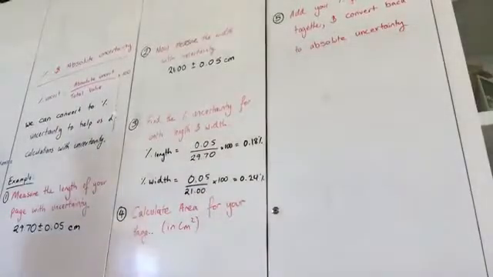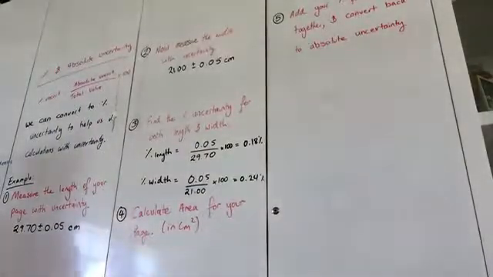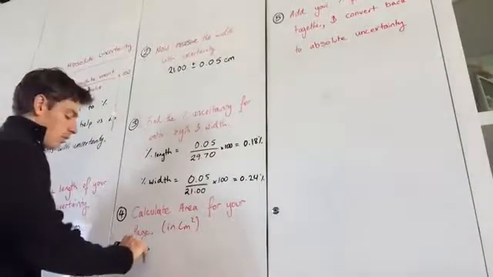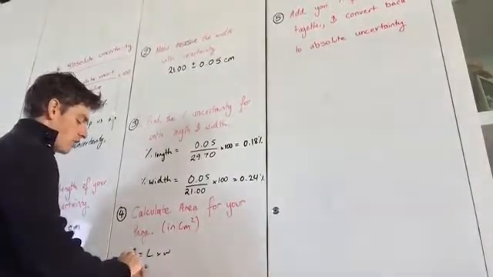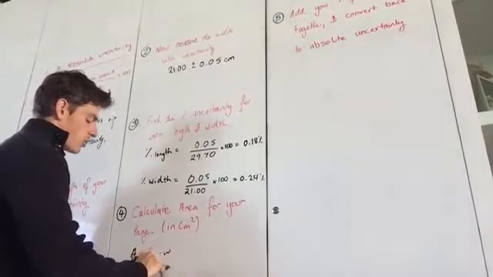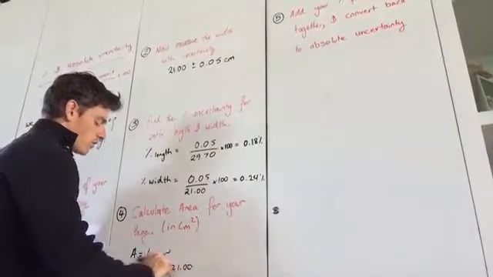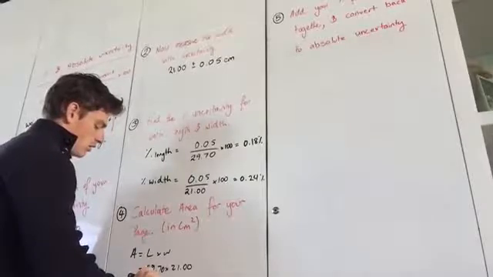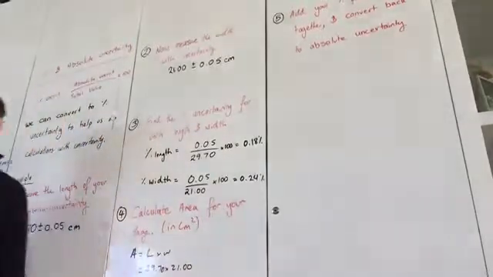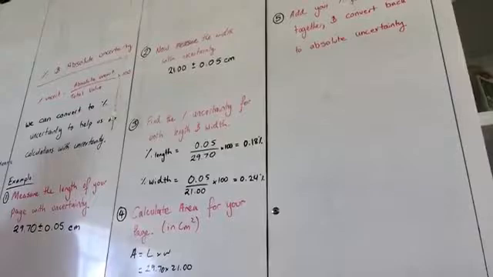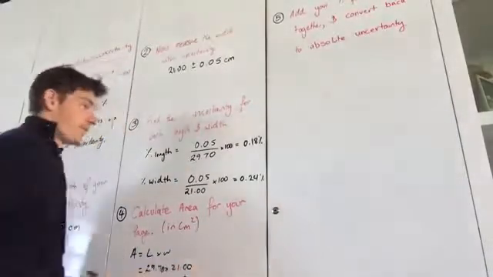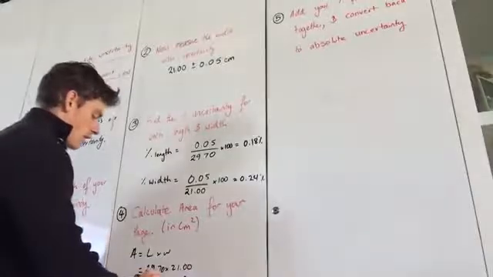Happy with that? How do we calculate area? Area equals length times width, which equals, in this scenario, 29.7 times 21.00, and we get 623.7. How many significant figures should I have? 4. How many have I got? That's good. Centimetres squared. Happy with that?